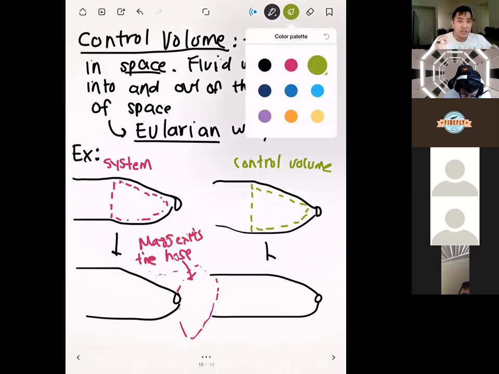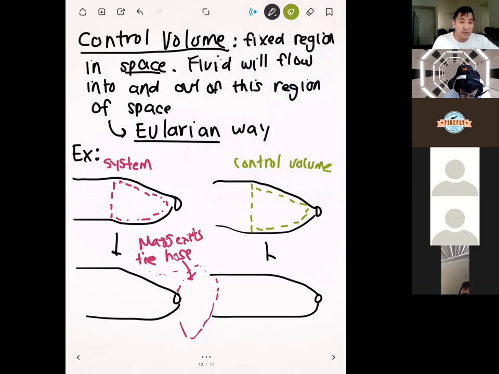And so remember, a system, you can think of it as tagging a certain amount of mass of the fluid, and then just following it as it goes. So, for the hose, this means we just let it leave the hose, and we keep following it until it splatters onto the ground.